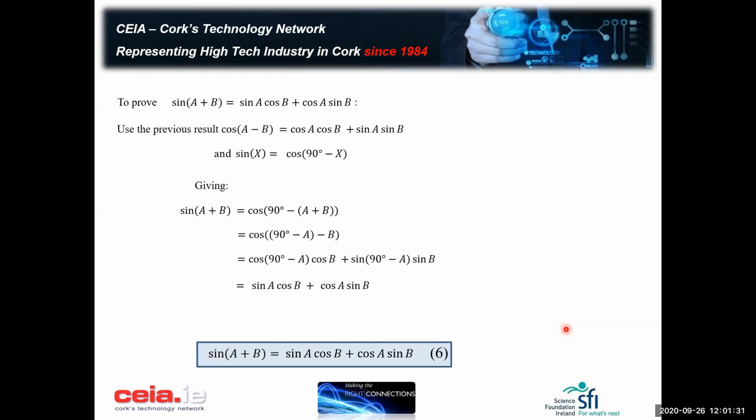Right, the next one we want to prove is that the sine of A plus B is this quantity over here. Now you can start, again, with the cosine A minus B formula, but now you want to convert this to a sine, and for that you use the complementary angle formula that we showed before. Sine of x is the cosine of 90 degrees minus x.